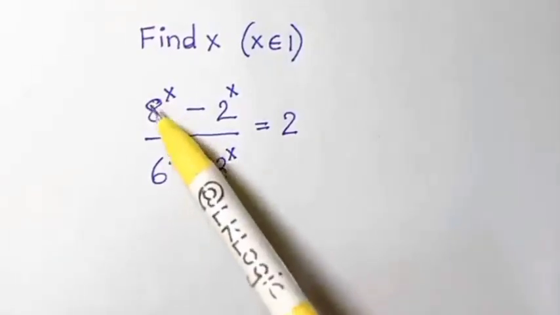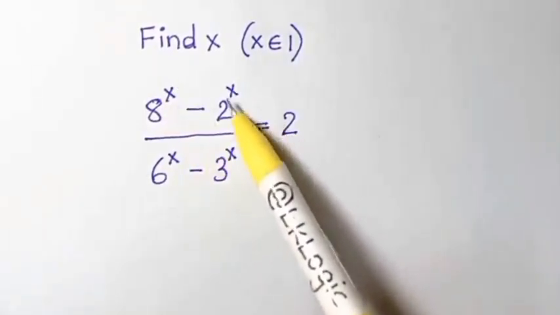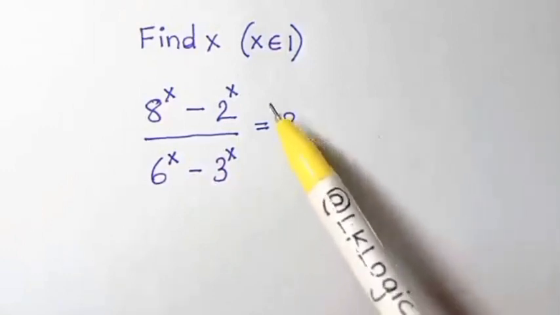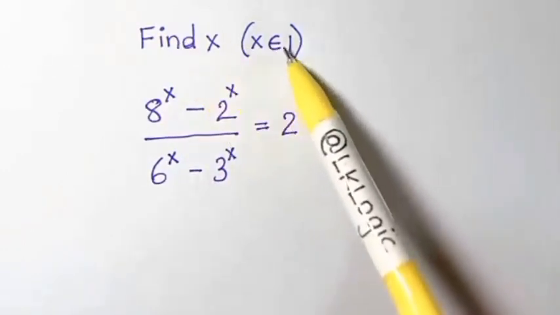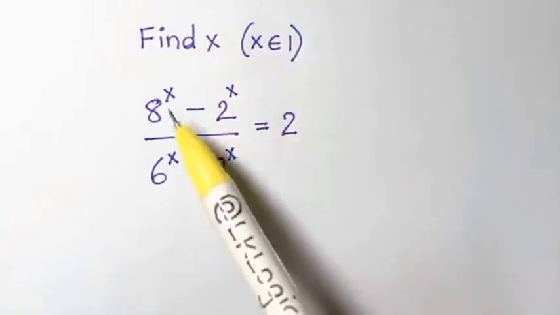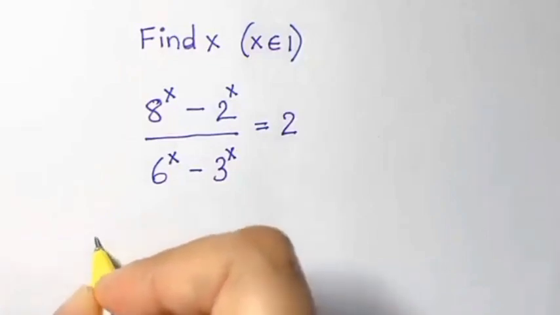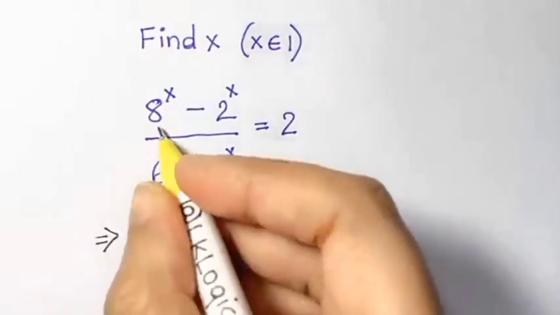We're going to solve this equation: (8^x − 2^x)/(6^x − 3^x) = 2. We have to find the value of x where x belongs to the integers. So here, first we are going to turn 8 into the base of 2. As 2 cubed is 8, we have to write that down.